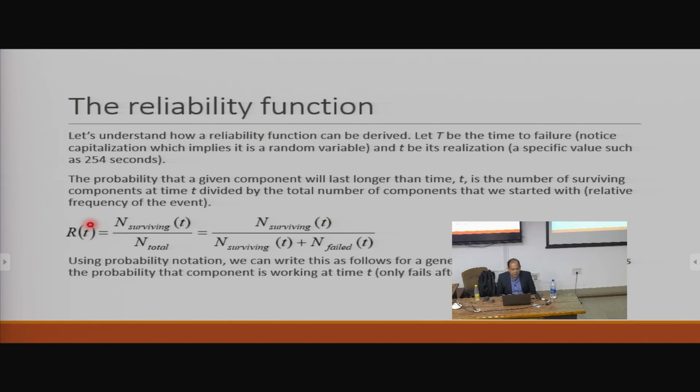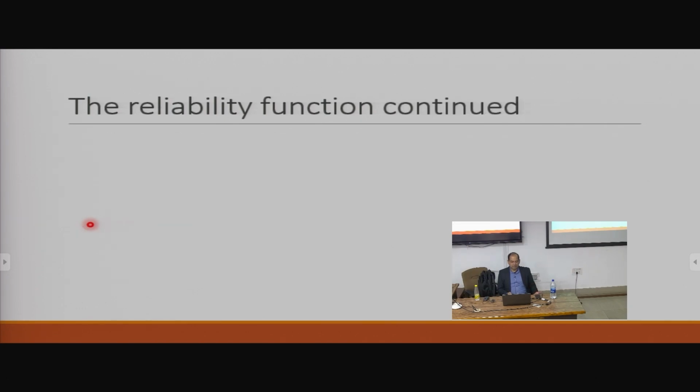Okay. And now using probability notation, we can write this as follows for a general case. The reliability is the probability that the component is working at time t, meaning that it only fails after time t. So R(t) is the probability that the failure time T, capital random variable, is greater than the time t. Okay. So another way to write this is R(t) is 1 minus P that T is less than or equal to t. So where do you think you've seen this?